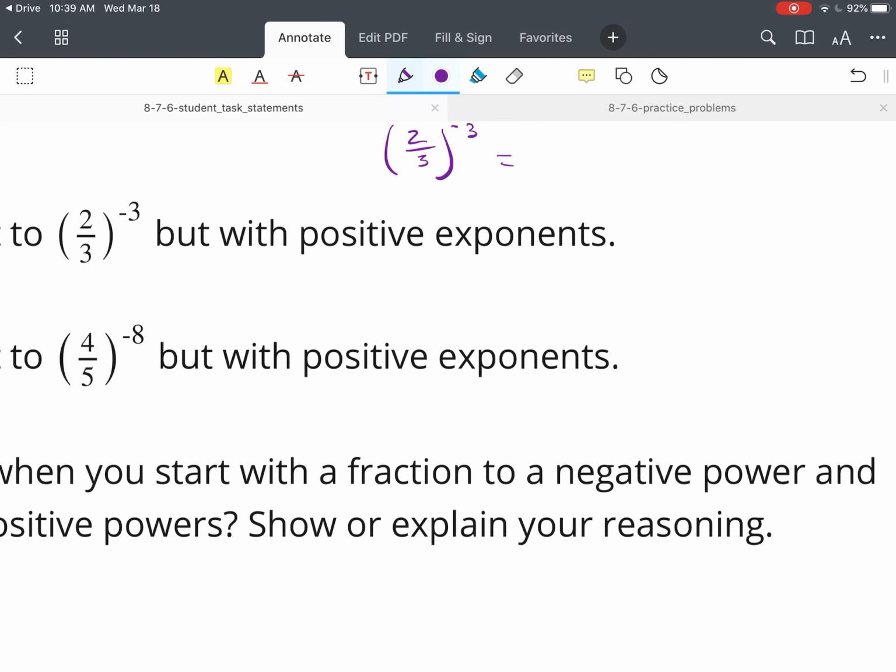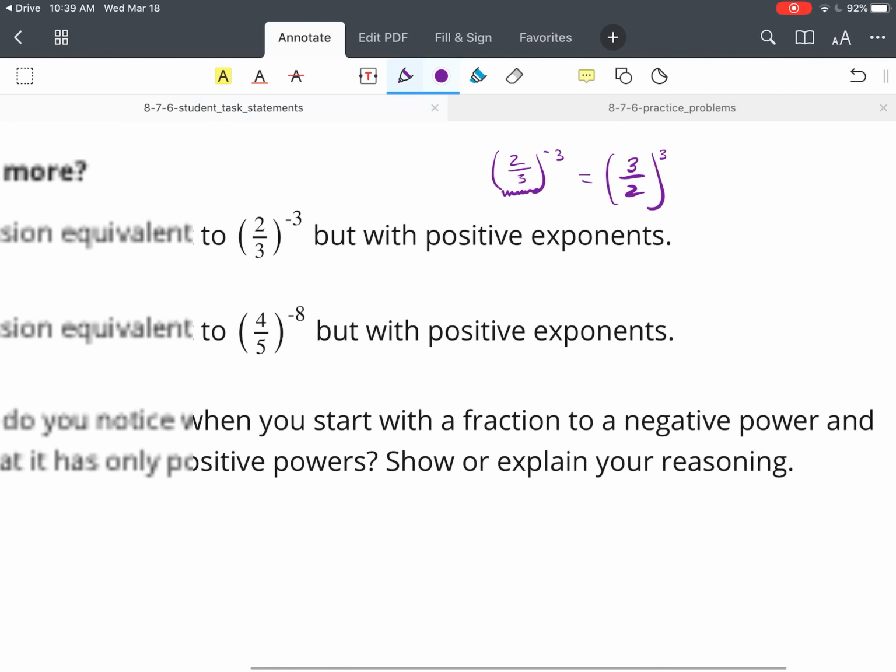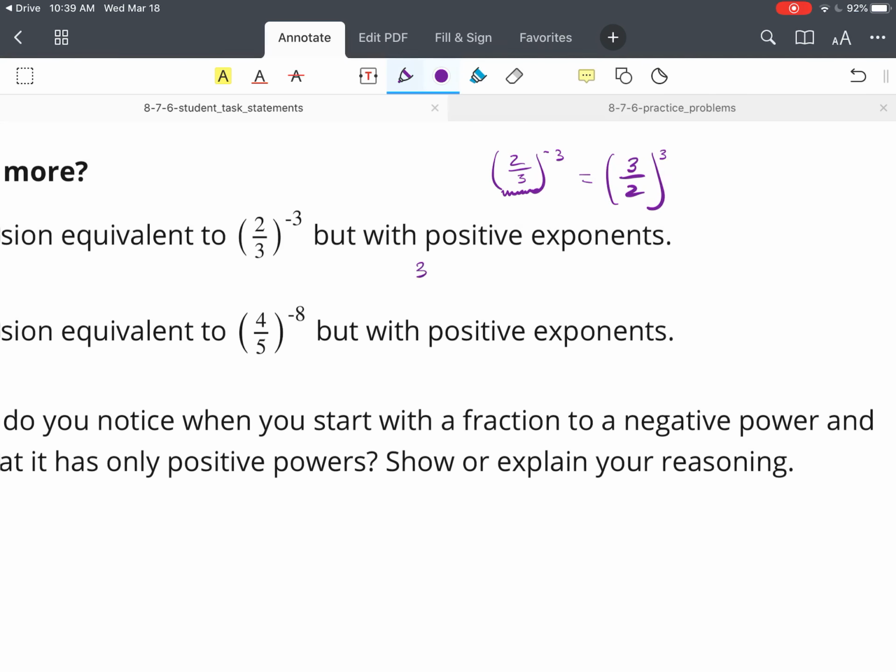So first things first, if we want to change the negative into a positive, we have to take the reciprocal of the fraction. The reciprocal of the fraction is just the flipped version, okay? So that's going to be 3 over 2. And then you convert the negative 3 to a positive 3. Not that bad, right? You just flip them.